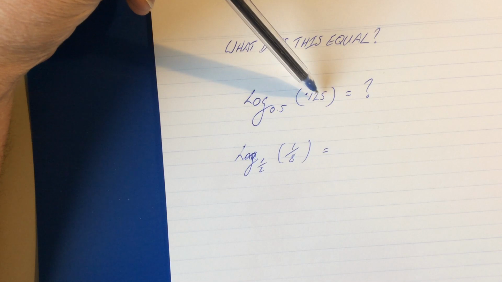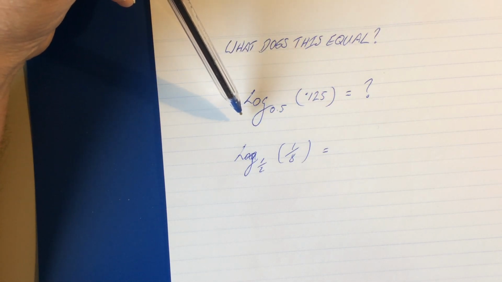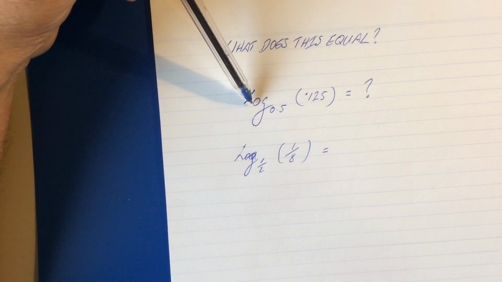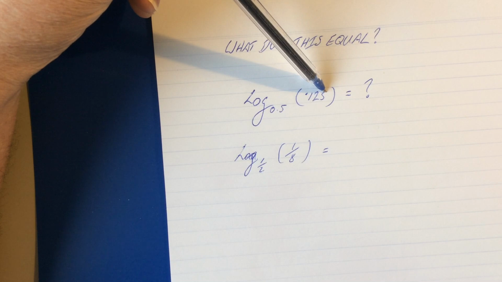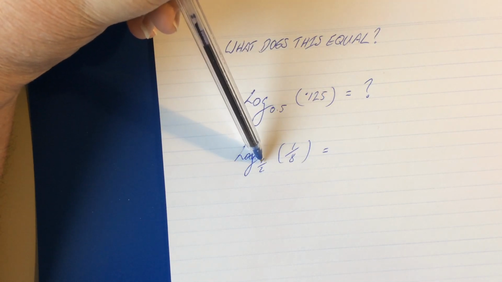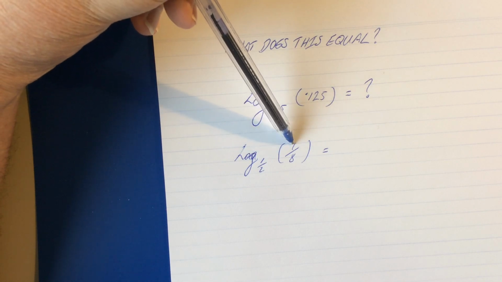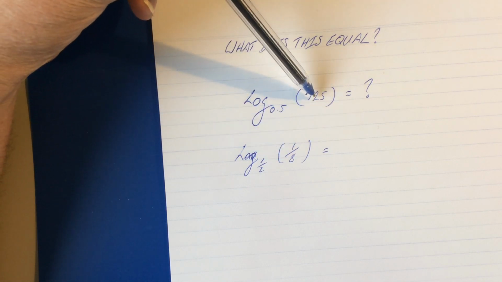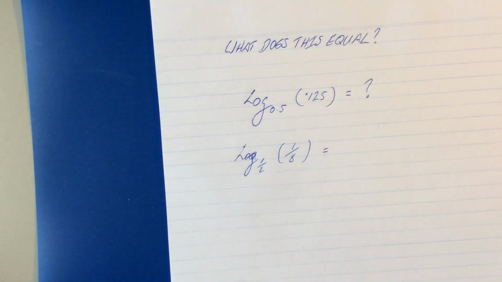You don't often see things like this, and that's why I thought this would be a really good problem to have a look at. So log in base 0.5 of 0.125, or log in the base of a half, 1/8. Now, 0.125 is equal to 1/8.